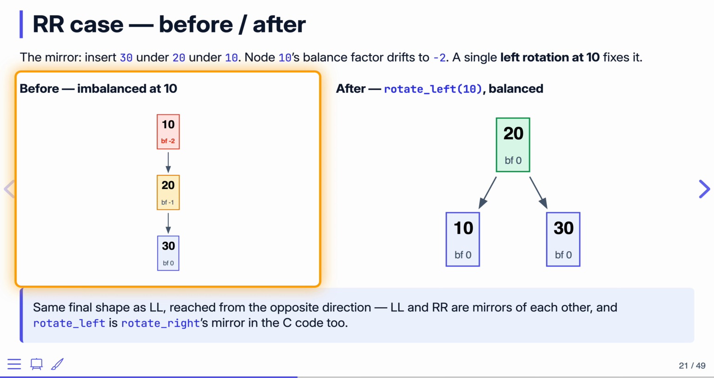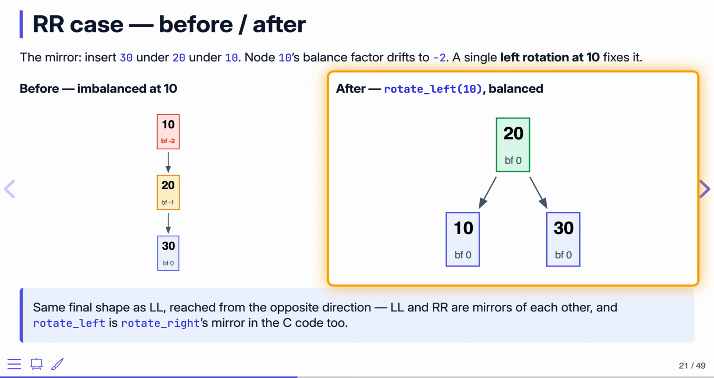The left figure shows the tree before the fix. 10 sits at the top with balance factor -2. 20 hangs below it on the right. 30 hangs below 20, again on the right. This is a straight right line.